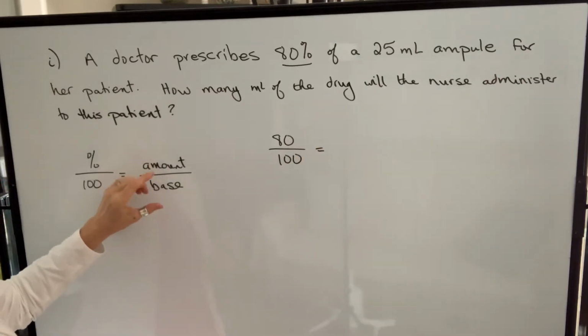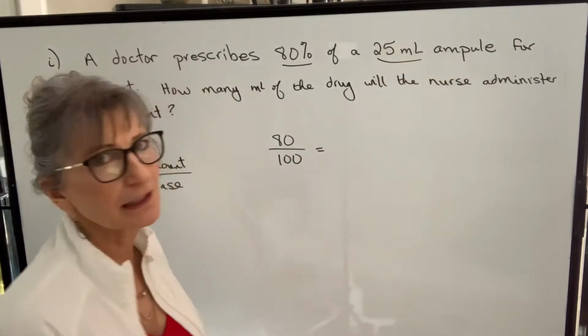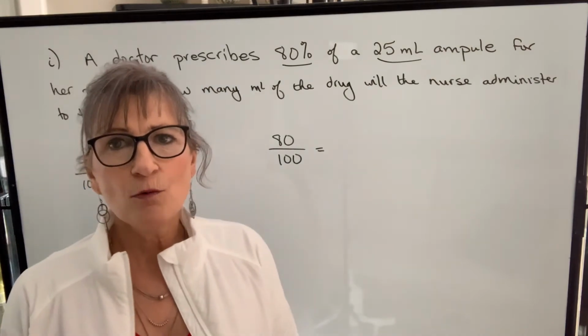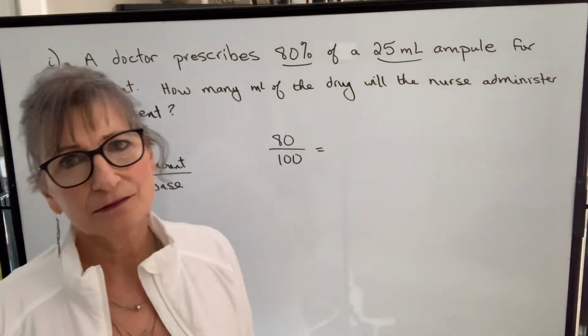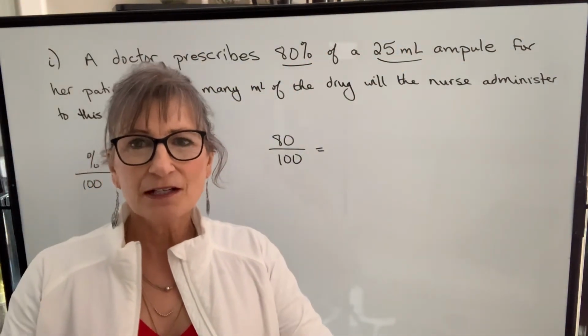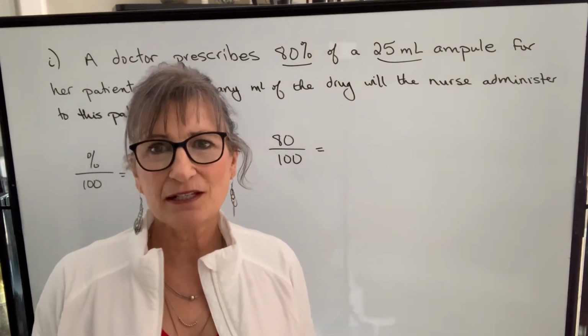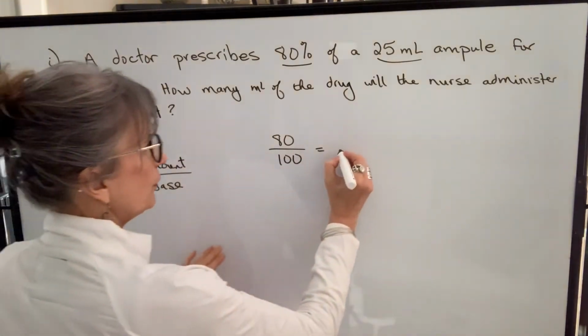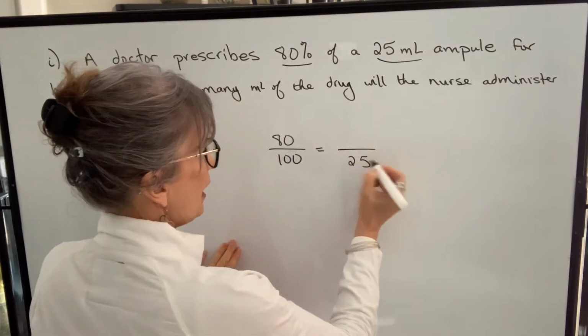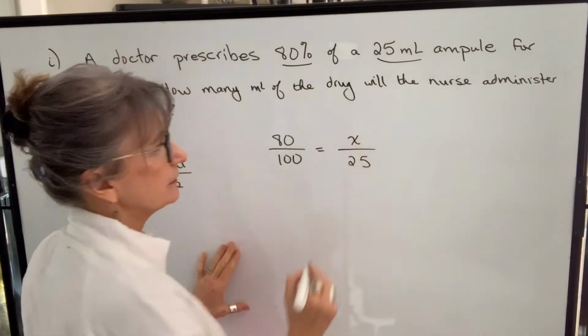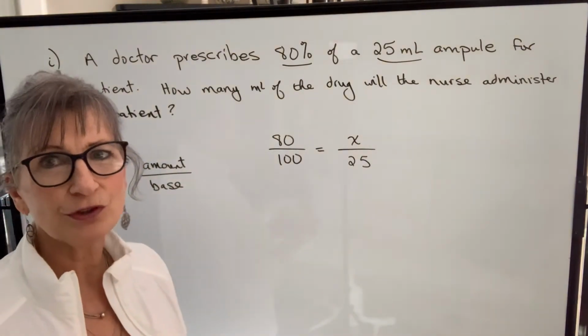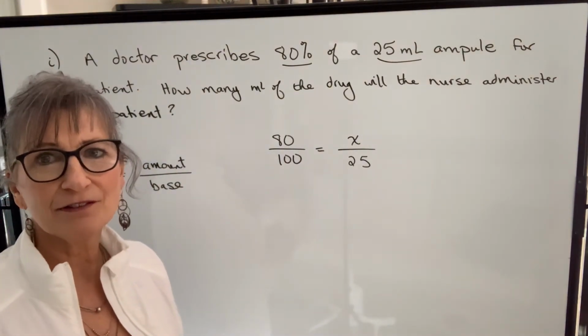Then we have to decide, is 25 milliliters an amount or a base? Whenever you see "of something", when it's finding a certain percent of another number, that "of" number is always going to be the base. So 25 will be our base, and what we're finding is the amount. We want to know what amount is equal to 80% of 25.